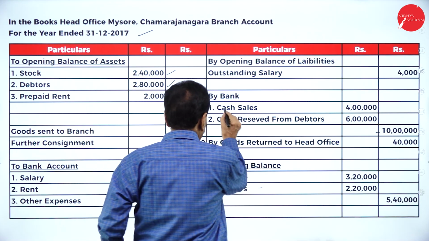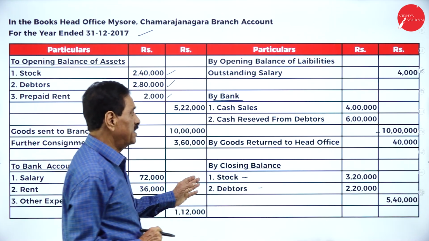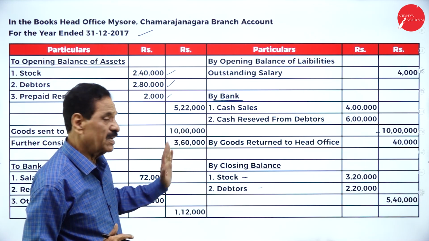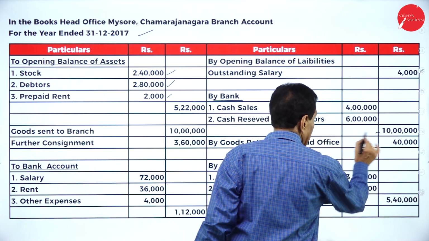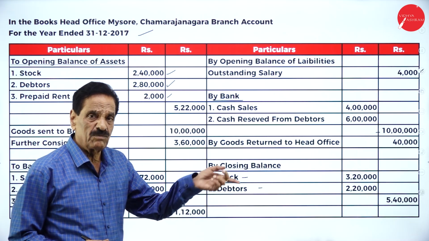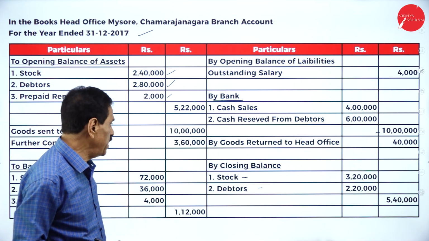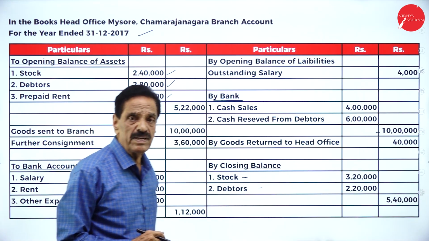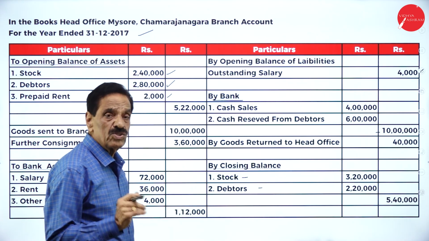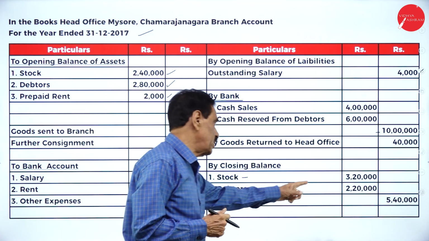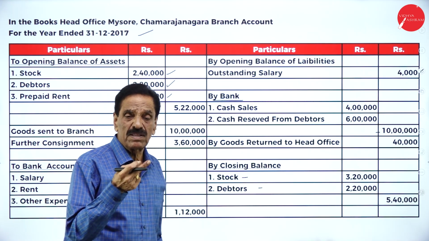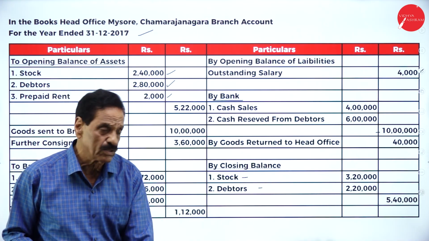Then by bank account, this is the cash sale. Cash received from the debtor is collected. So totally how much have we collected? 6 lakh and 4 lakh, 10 lakh will be sent to head office. By goods returned to head office. Then by closing balance, stock as per the problem is 3,20,000. Debtor as per the working note is 2,20,000.